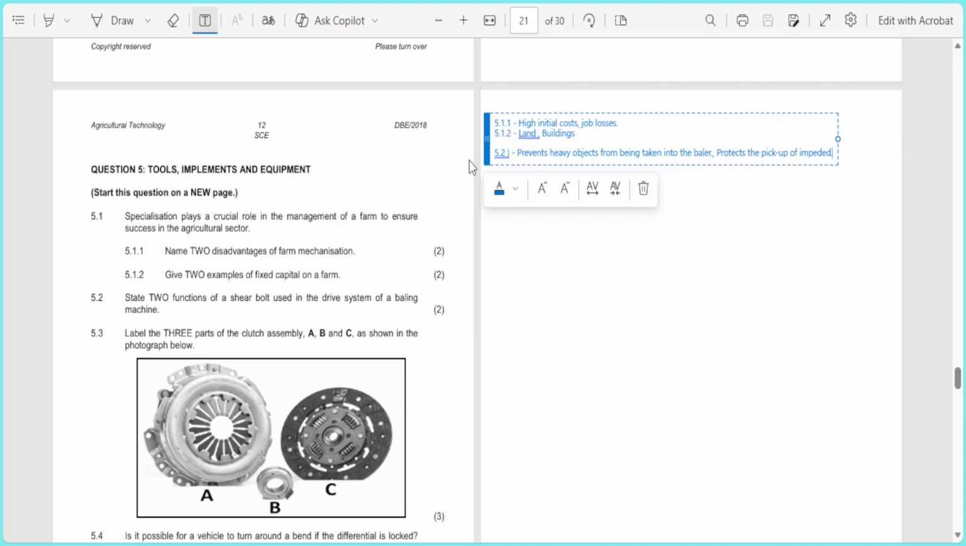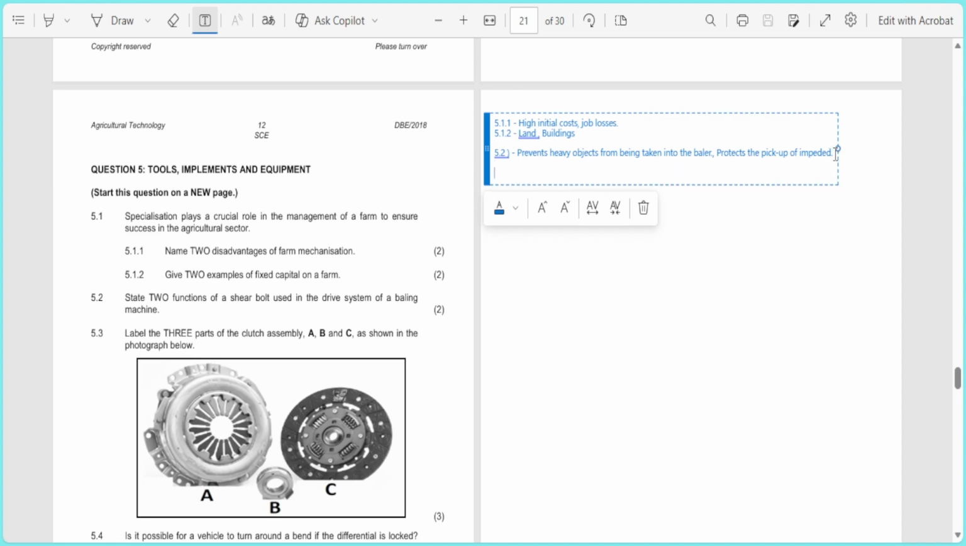The shear bolt breaks instead of damaging the gearbox or a drive shaft. So it's normally a cheaper and replaceable safety device. So farmers should always carry spare shear bolts. A broken one can save you thousands in repair costs. So it's a good idea to have these on the farm.